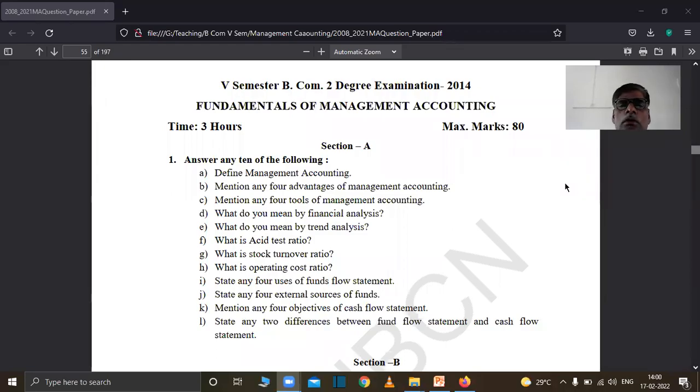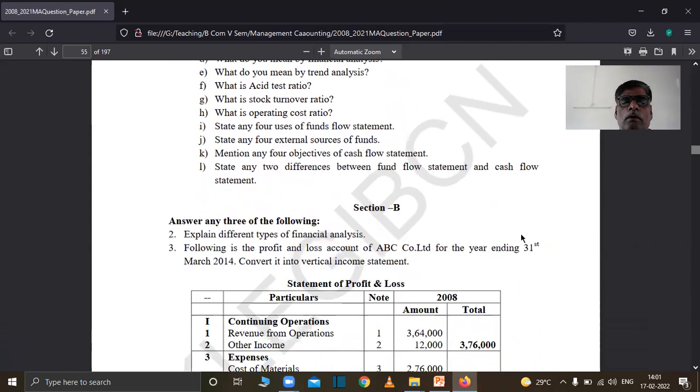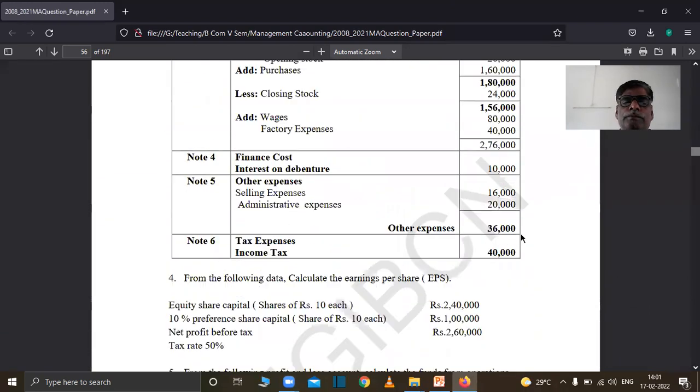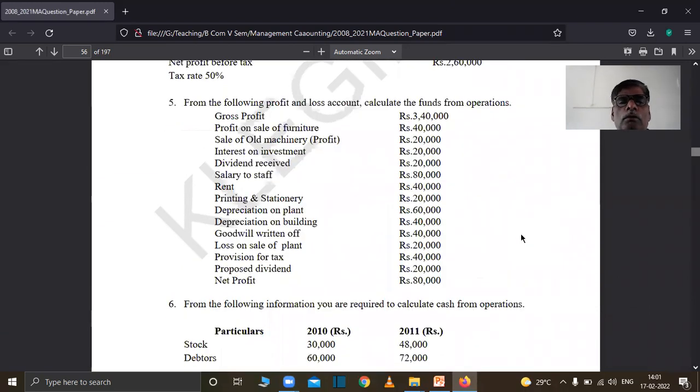Okay, today we see the 2014 question paper of Rani Chennamma University, particularly related to fund flow statement. Regarding fund flow statement, we see the 5 marks question. In the 5 marks question, you see question number 5.